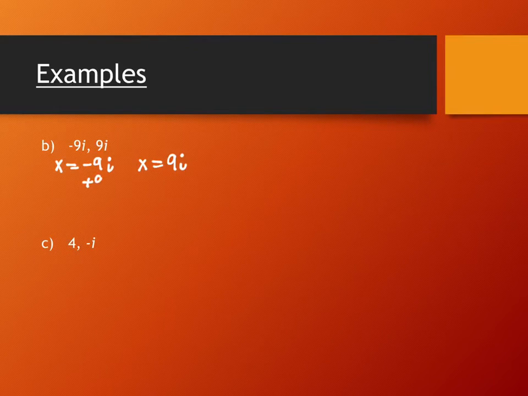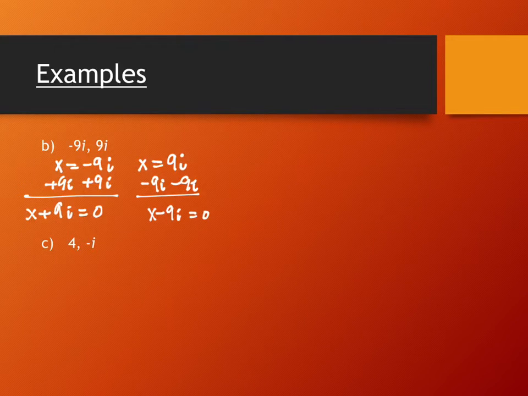And if I shift them, I have x plus 9i equals 0. On the other one it's subtraction, so I have x minus 9i equals 0. Is that okay so far? I know there's i's in it, but they haven't done anything to us yet. They're operating just like the other pieces were. And then it's these two that end up being my factors.